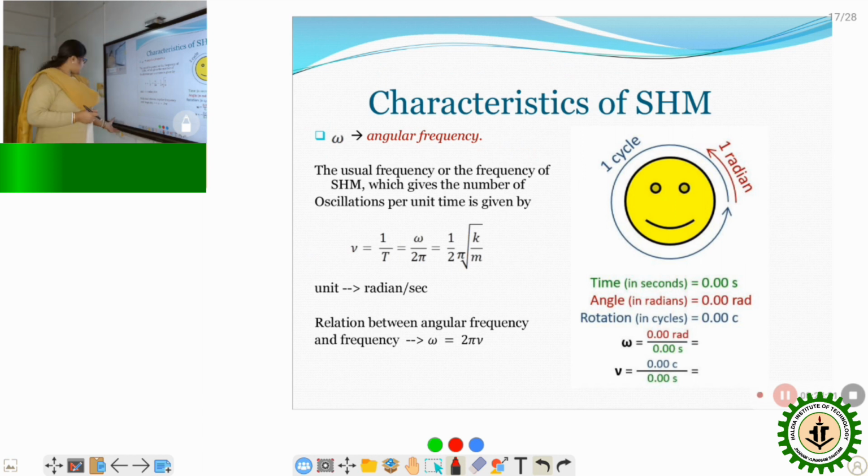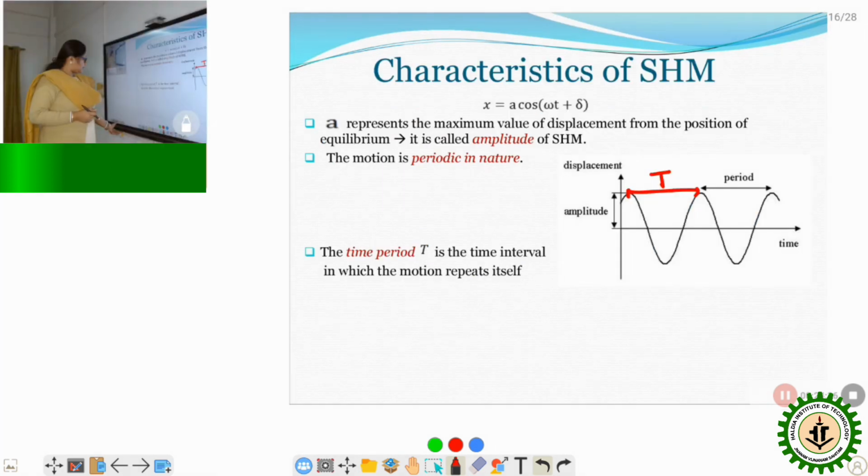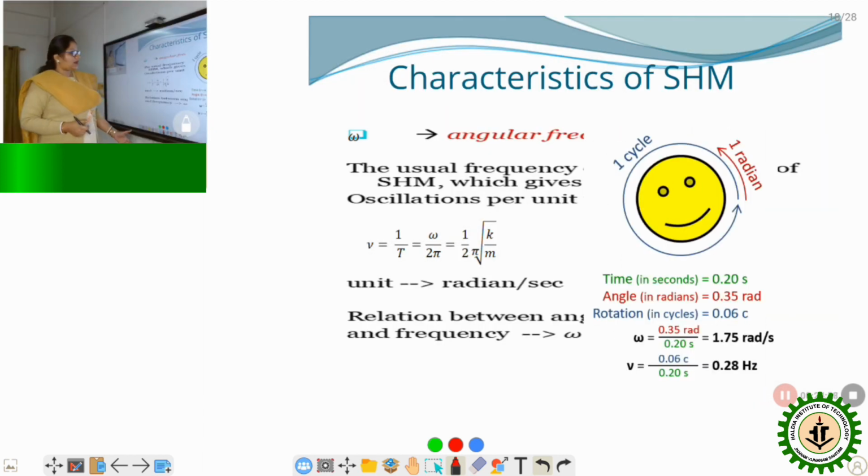Now what is this angular frequency? This omega is called the angular frequency. Angular frequency is basically related to the number of oscillations per unit time. So when we take a simple harmonic motion, the motion which is periodic in nature, we name it as an angular frequency. And this is the relation between angular frequency and frequency, which I have already discussed. You can see there is an animation here. From here you can see that when it rotates through one radian or one cycle, how much angular frequency we get and how much normal frequency we get, that we can read from this animation.